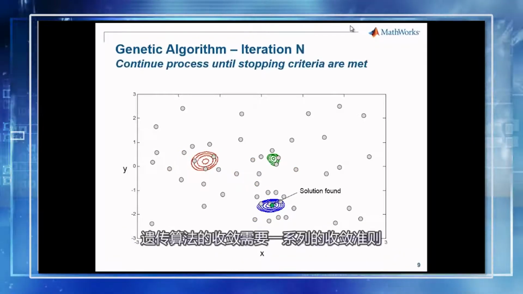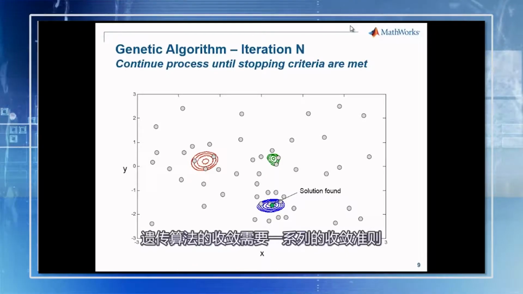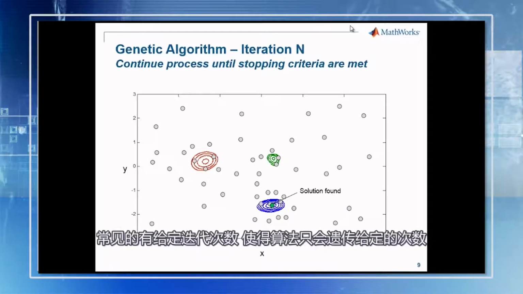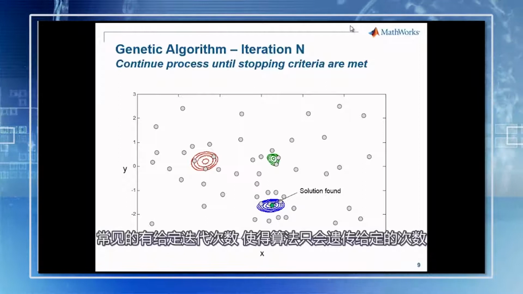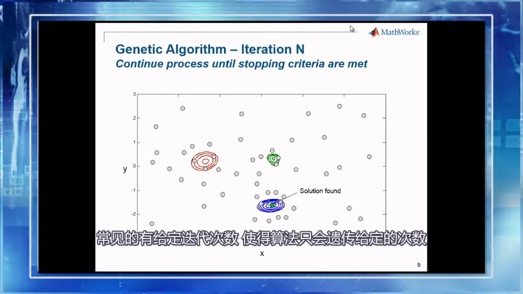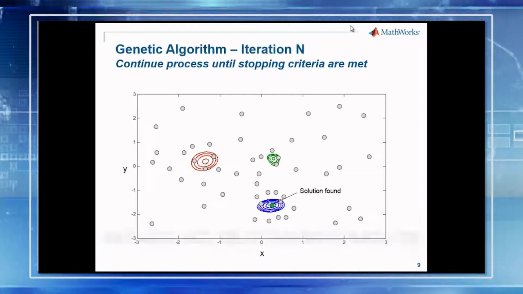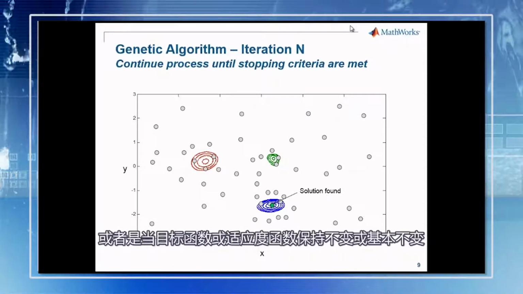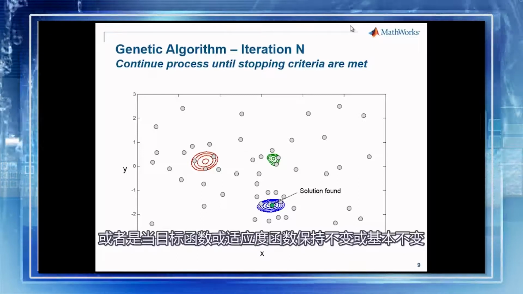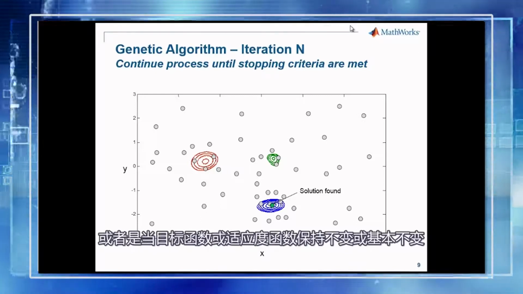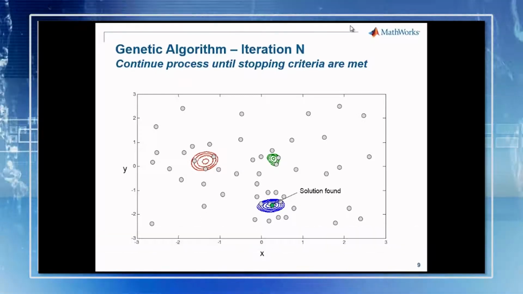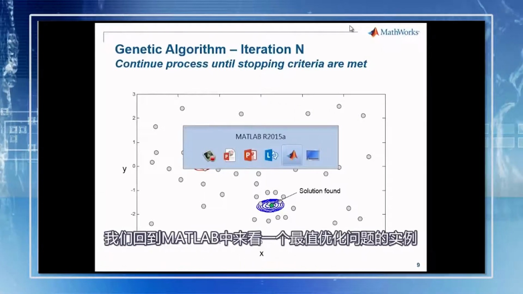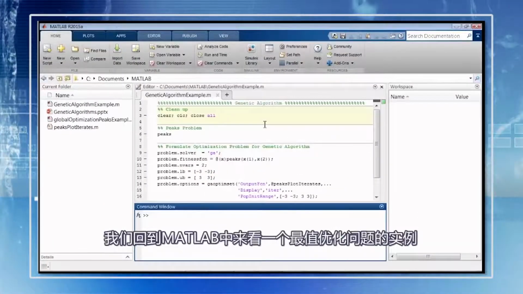Genetic algorithms can converge through a variety of convergence criteria. A couple popular ones are a fixed number of generations, so the genetic algorithm will just run until it's hit a certain number of generations. Another one is it will converge when the best objective function or best fitness function value is no longer changing, or it's changing by a really small amount. And take a look at an example of a genetic algorithm on our peaks problem.